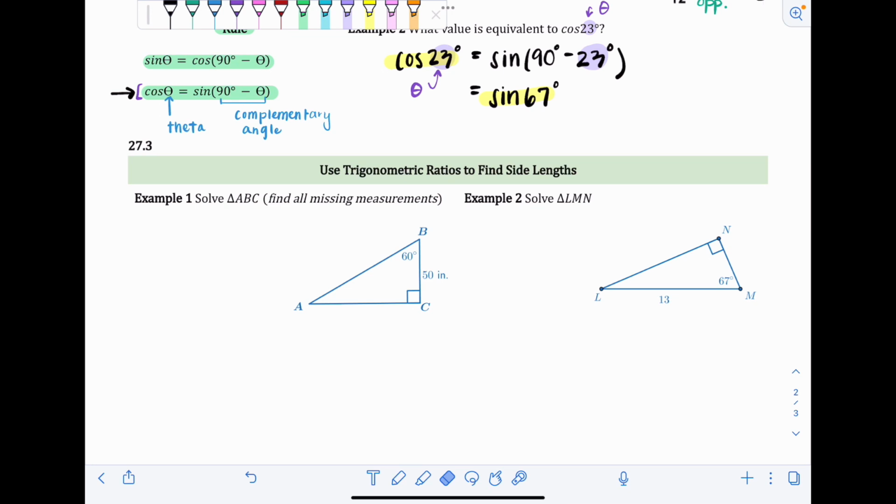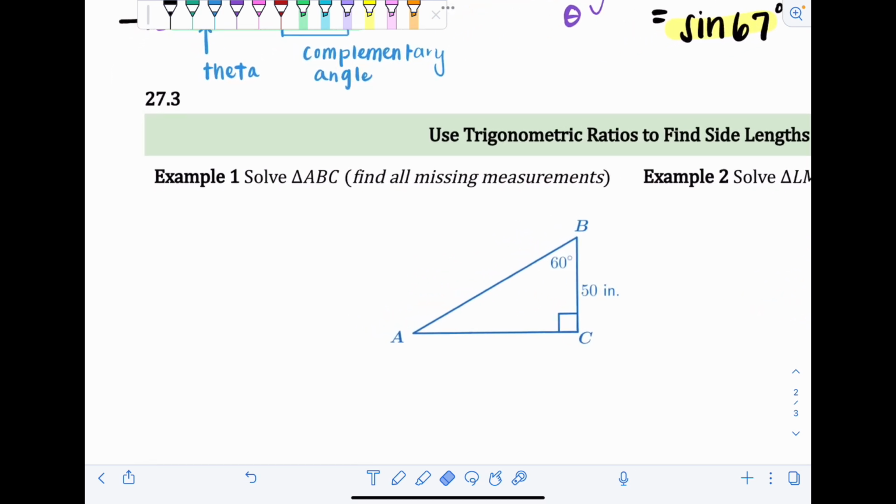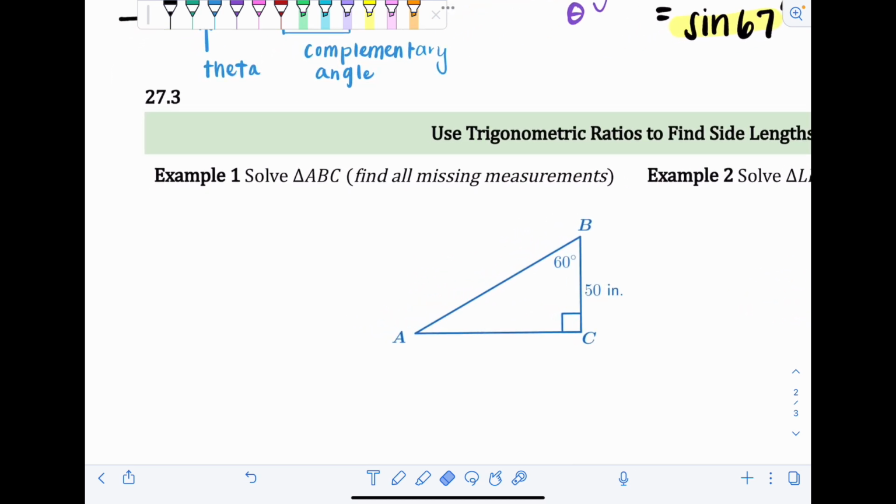27.3 is using trig ratios to find side lengths. So example 1, solve triangle ABC. When you're solving a triangle, that means to find any missing measurement, so any missing angle or side length. Usually it's easiest to find the missing angles first.